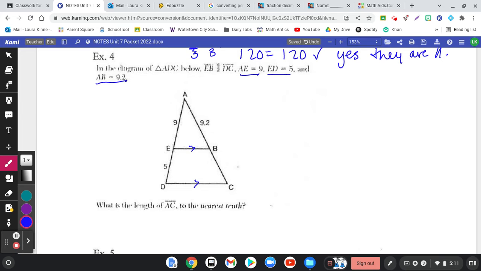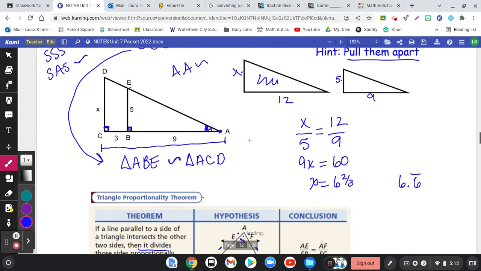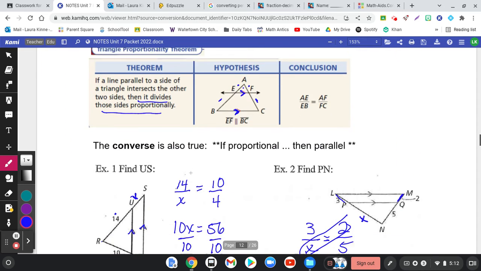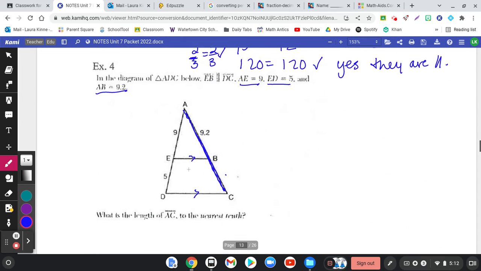Now we got to be careful here. It wants this whole thing. Now there's a couple ways you can go about it. You could call BC x and set up your proportion and then add it to 9.2. Or we could do what we did in the very first problem, the warm-up. Instead of saying 3 over 9, you could say 3 over the whole thing or 9 over the whole thing. Because those are proportional, since you're looking for the whole thing, we could set up our proportion as part over whole. Totally up to you how you want to do it.